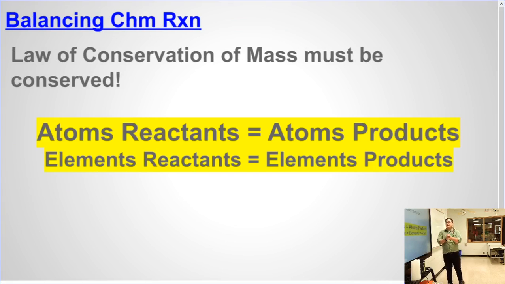Law of conservation of mass must be observed. Atoms in equals atoms out. Elements in equals elements out. When you're balancing a chemical reaction, you have to follow this rule.